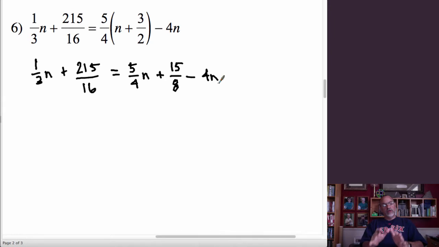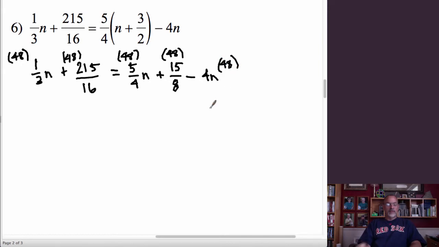Now that the parentheses are gone, we determine the least common multiple. I've got a 3, 16, 4, and 8. Oh boy, what's my least common multiple going to be there? I think we're going to look at 48. And again, at this point it really doesn't matter if it's the least common multiple, just as long as it is a multiple. So we're going to multiply by 48 here. Again, we need to do this to every single term, even this 4n at the end, in order to make sure that we're correctly applying the multiplication property of equality.